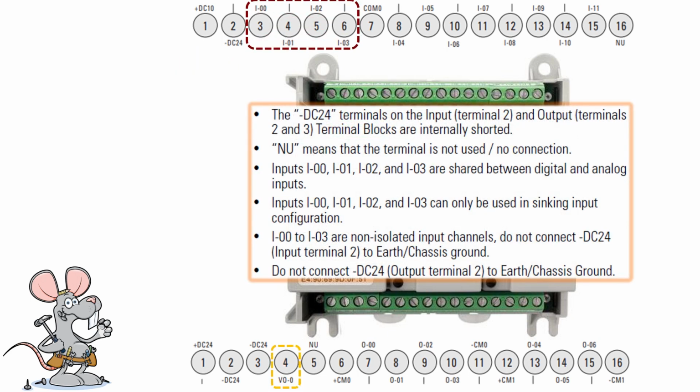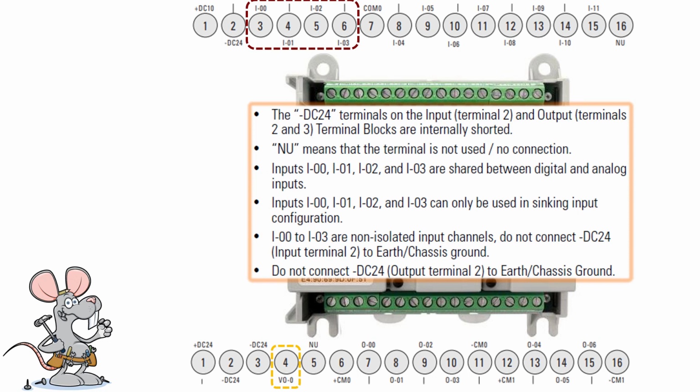You have 12 inputs. 4 of them, inputs 0, 1, 2, and 3, are shared between digital and analog. Inside of the box, the electronics supports those 4 terminals, 0, 1, 2, and 3, as a straight digital on-off, or they have an A to D converter, an ADC circuit. So you can configure those first 4 for analog inputs.